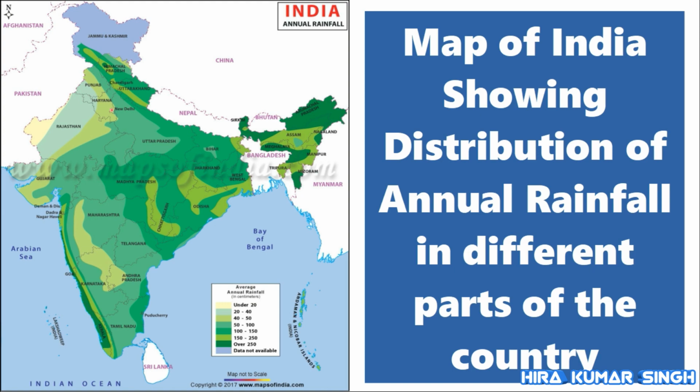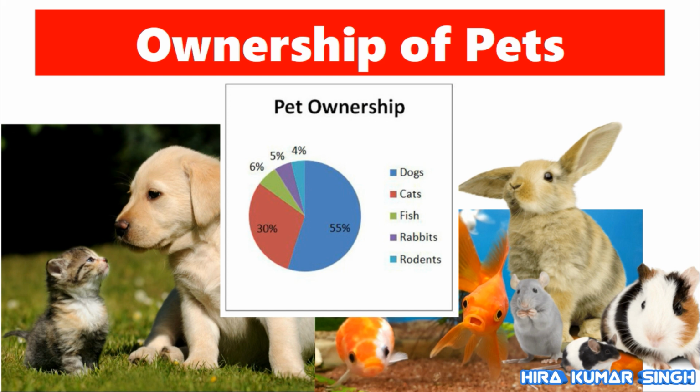Okay students, so next one is a case of a pie chart, ownership of pets. It is a circle here, and there are pets like dogs, cats, fish, rabbits and rodents. You will have to prove that the majority of the people go for dogs, 55%. So by studying this pie chart, you can prove that yes, more people go for dogs, and their second choice is cats. Okay students, so in this way, I have given you 3 examples of bar graph, map and pie chart.